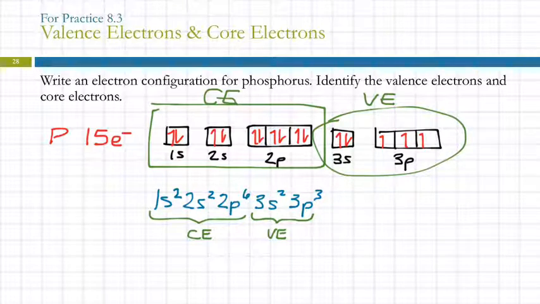On a test, this would probably be multiple choice, and I'd probably say, how many valence electrons and core electrons does phosphorus have? And then there'd be choices. Like, would you be asking how many electrons, basically? So, just count up the electrons.